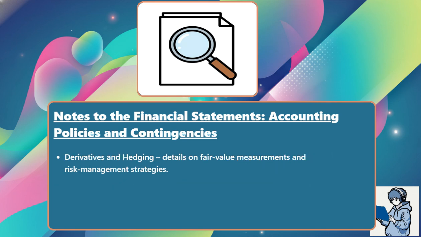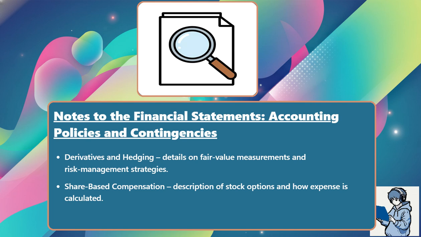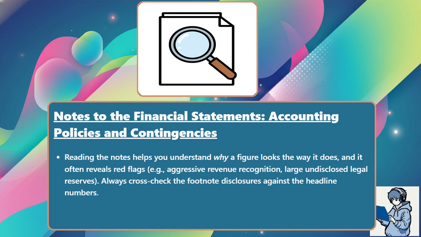Derivatives and hedging: details on fair value measurements and risk management strategies. Share-based compensation: description of stock options and how expense is calculated. Reading the notes helps you understand why a figure looks the way it does, and it often reveals red flags, for example, aggressive revenue recognition or large undisclosed legal reserves.